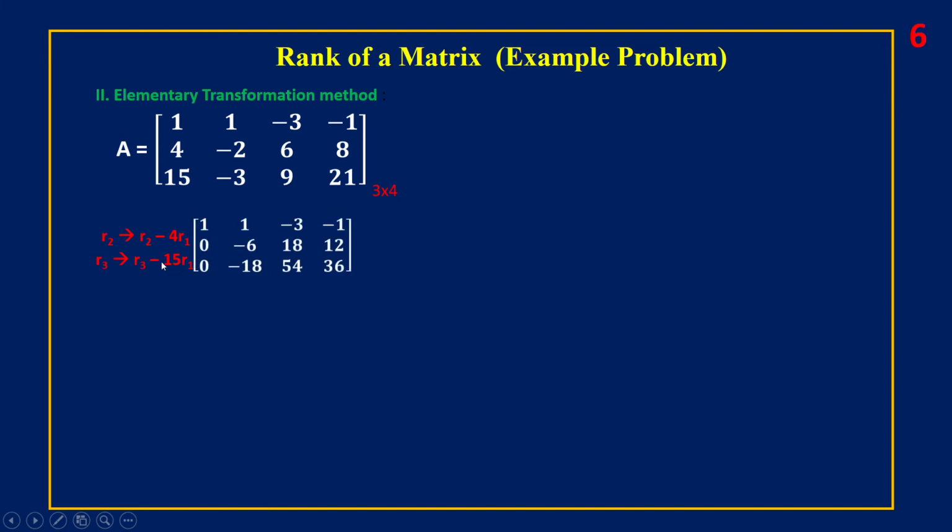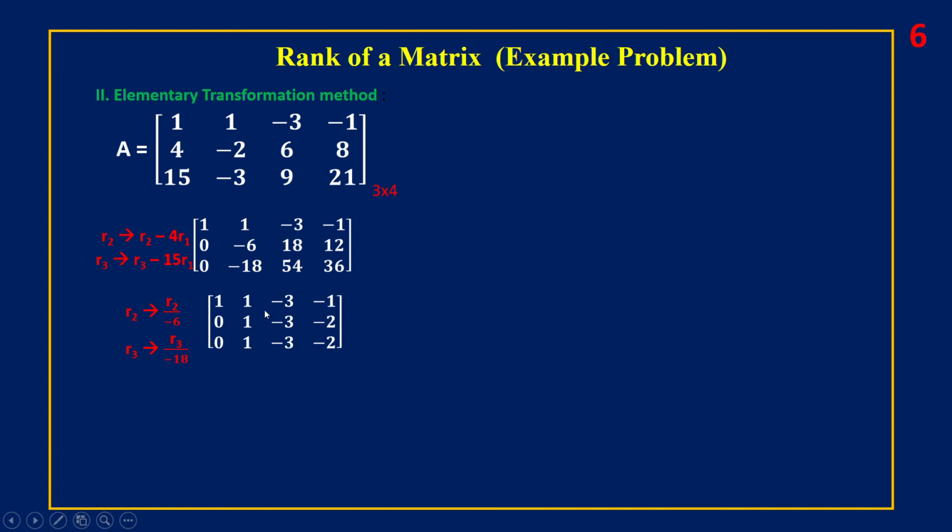By considering that, the row elements will become like this. Simplifying the row 2 and row 3 elements, row 2 is simplified as row 2 by minus 6, and row 3 is simplified as row 3 by minus 18. The simplified form of the matrix is this one.